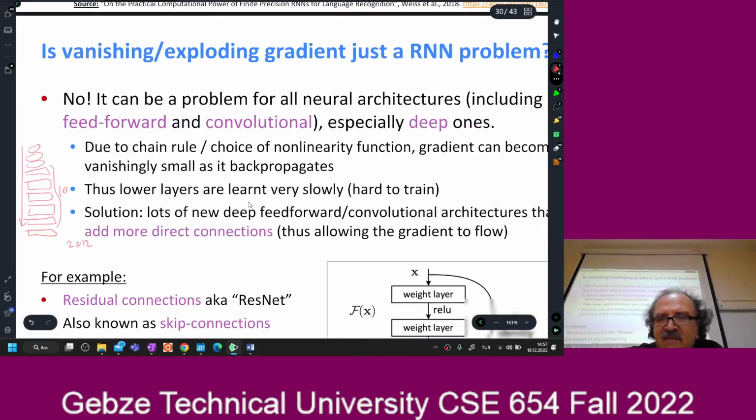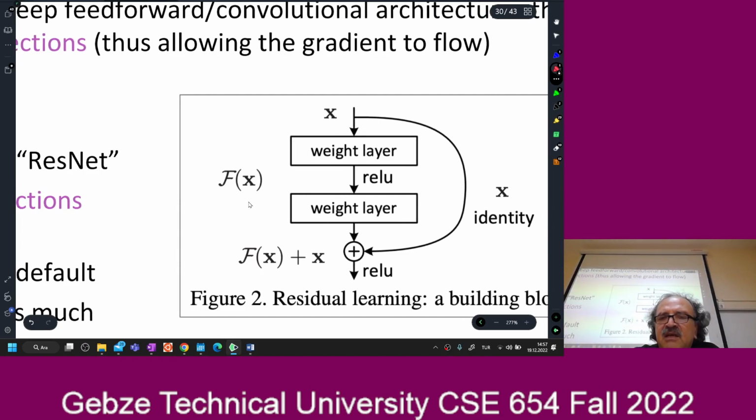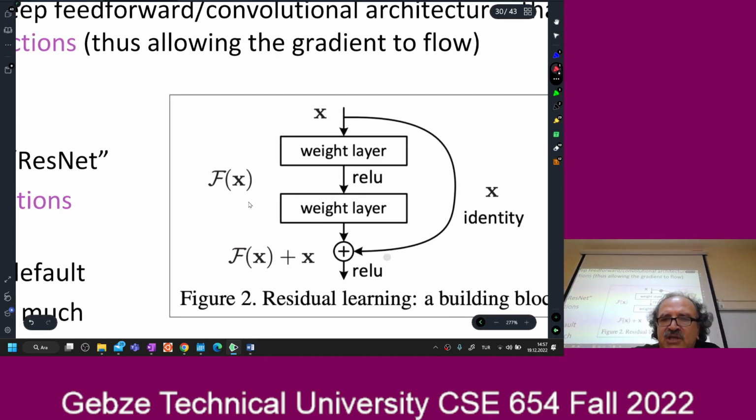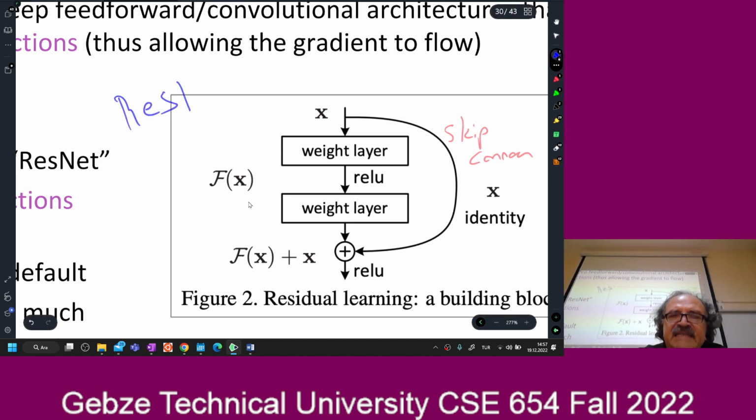Then somebody invented this. They said that if I have a layer here and another layer here, why don't I have a skip connection, a direct connection between this layer and this layer? So I am skipping these two. The information still flows, but there is another free flow direct connection between the layers, and these are called skip connections. Okay? And these kinds of networks are called residual networks or ResNet.